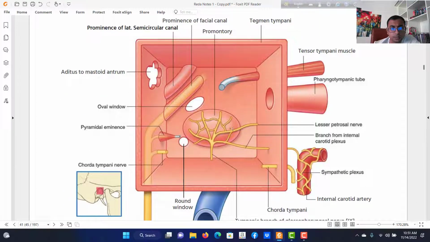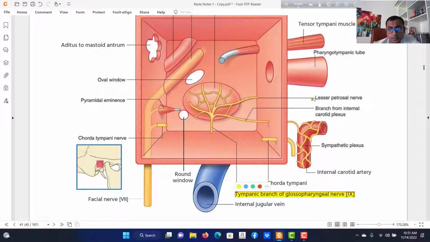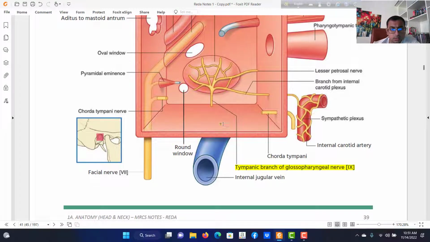So the missing part is the middle ear cavity. So there is the tensor tympani muscle and the chorda tympani nerve, and this is the mastoid antrum. So there is a mastoid cavity here, and the semicircular canals, and the pyramidal eminence, and it gives a sympathetic branch, and the lesser petrosal nerve, and branches of the internal carotid vessels, and the sympathetic plexus. This is the internal jugular vein. So this is the roof of the internal jugular part.